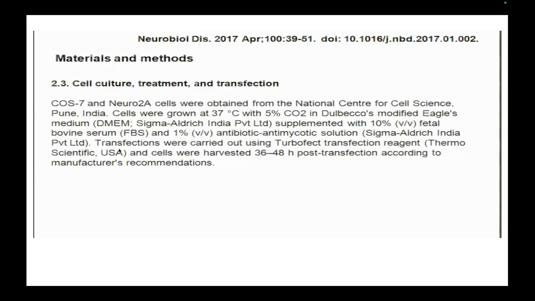Where the antibiotic was purchased from, how the transfection was carried out, what transfection reagent was used and where it was purchased from, and after transfection, when these cells were harvested, everything you have to write. For example, here it is written post transfection according to the manufacturer's recommendation. Here the author has not mentioned it in detail, but has mentioned that the manufacturer's protocol was used. You can just brief it like this. As you have already mentioned Sigma, and that you used this antibiotic or this transfection reagent from Thermo, people can go and check the exact manufacturer's recommended protocol for transfection using this reagent.